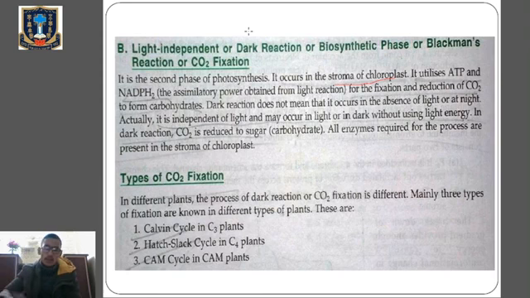Now let's talk about the carbon dioxide fixation types. Generally we have three types of carbon dioxide fixation depending upon the different plants: the Calvin cycle in C3 plants, the Hatch-Slack cycle in C4 plants, and the CAM cycle in CAM plants. But we will only go through two processes, the Calvin cycle in C3 plants and the Hatch-Slack cycle in C4 plants.